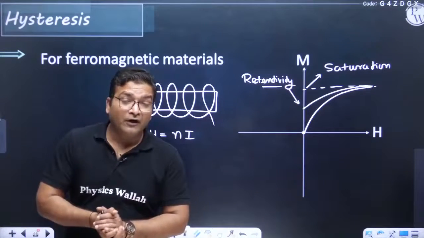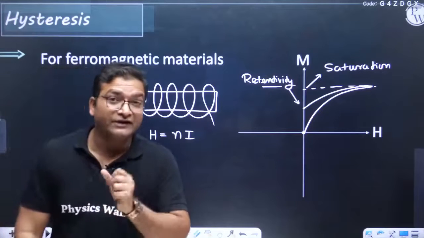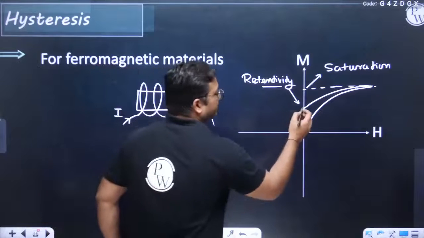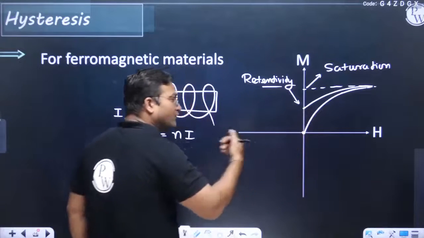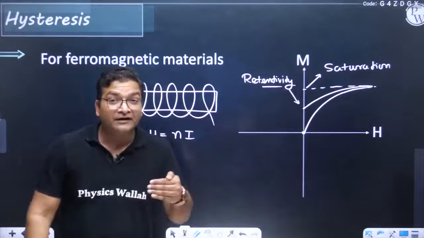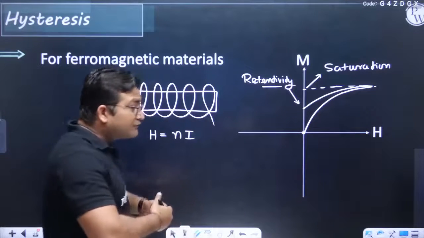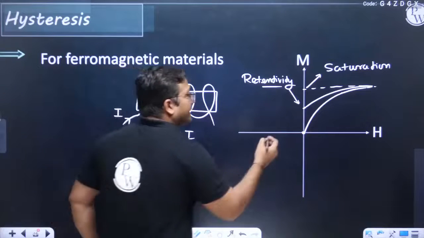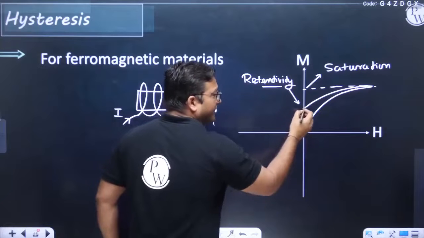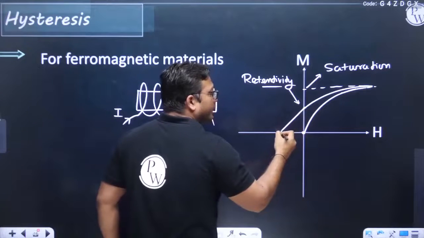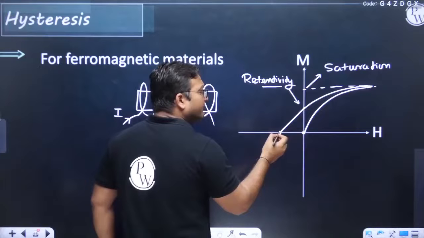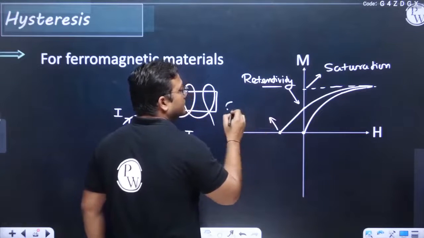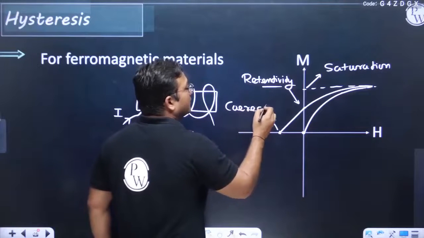If now we want to make the net magnetization 0, we will have to apply some opposite H field. By applying the H field in the opposite direction, it tries to demagnetize the material, and then if we have negative current, M decreases. The negative value of H when M decreases to 0 is called coercivity.